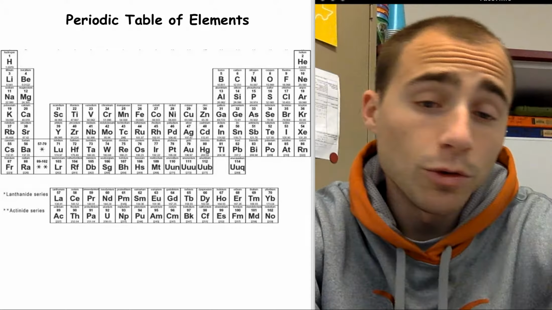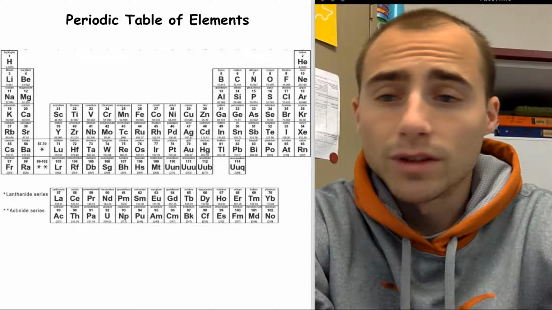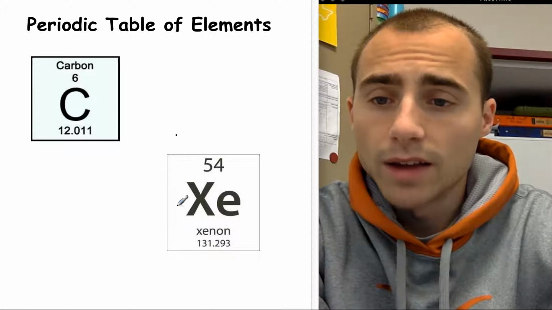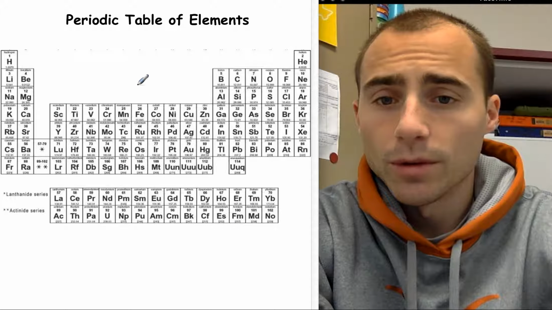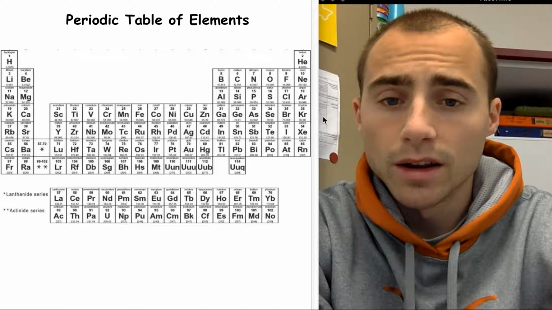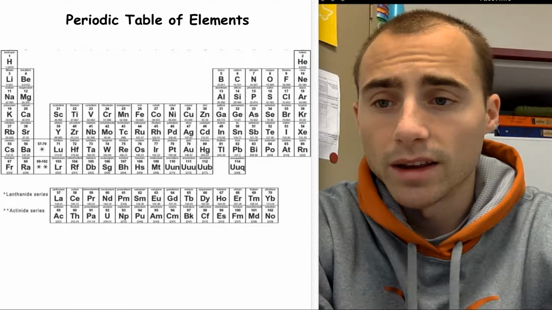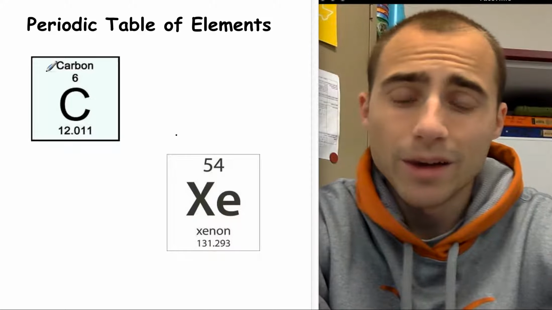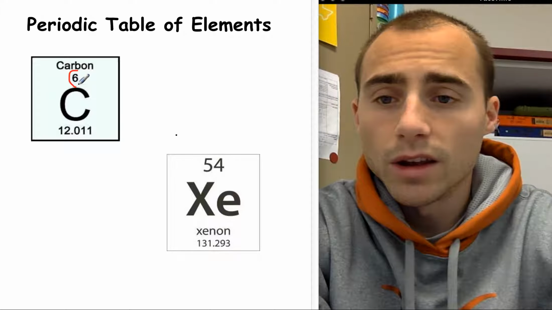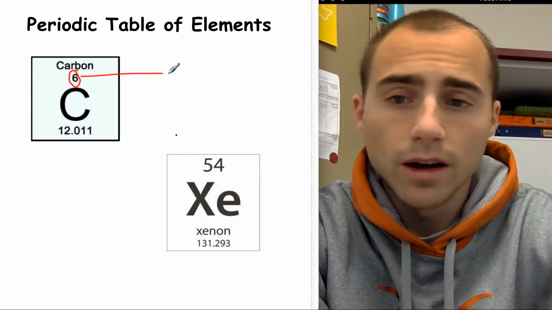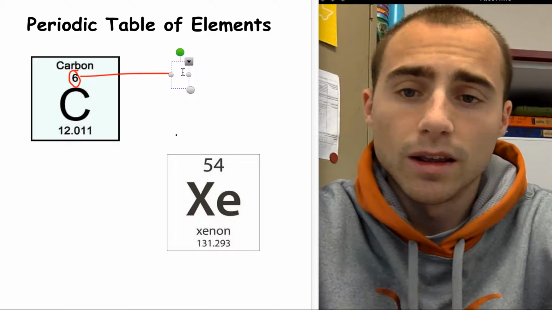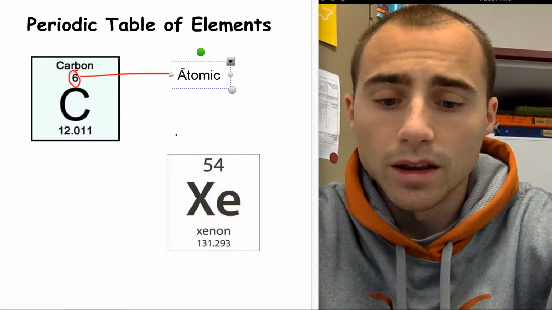We're going to look at two zoomed in elements so that way you can see what each item means. So first we have carbon, which is found right here on the periodic table, and then we have xenon, which is found down here on the periodic table. One of the first things you're going to want to know is how do I find different elements on the periodic table? Well, they are written in order of their atomic number. So that number that's found on the top is referred to as the atomic number.